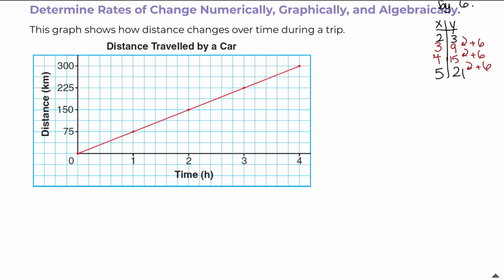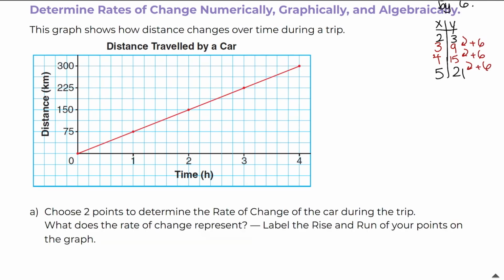All right, so now we're going to talk about how to determine rates of change numerically, graphically, and algebraically. So I'm going to show you how to do all three of these here. So in our example here, it says this graph shows how distance changes over time during a trip. So the first one we're going to do is actually graphically, even though right here we have the word numerically first. And it says choose 2 points to determine the rate of change of the car during the trip.